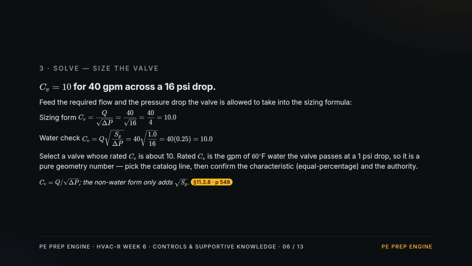The non-water form gives the same thing here. 40 times the square root of 1 over 16, which is 40 times a quarter, 10, because specific gravity is 1 for water. So select a valve rated near CV 10, the gallons of 60-degree water it passes at a 1 psi drop, a pure geometry number. Then confirm the characteristic is equal percentage and the authority is healthy.